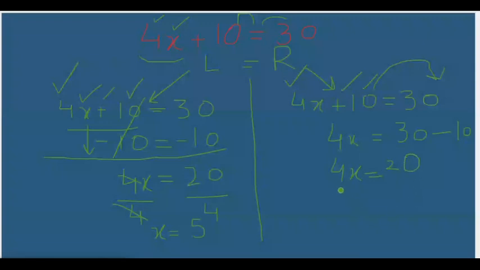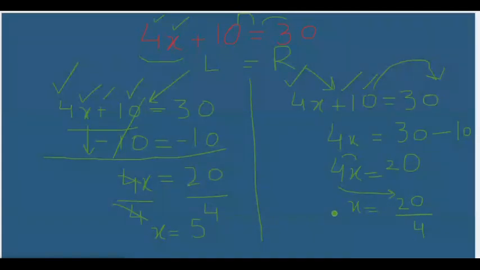Now, the next step is division. And why division? Because 4 has a relationship with the x, which is multiplication. So we'll do the reverse operation. This 4 will shift to this side and will divide 20. So x will be equal to 20 over 4.